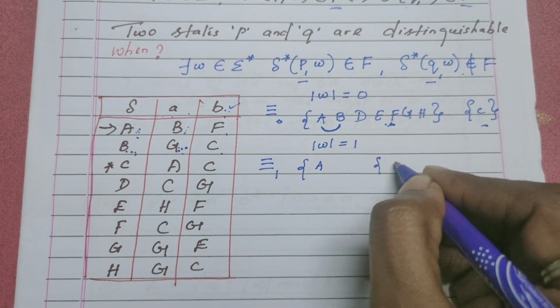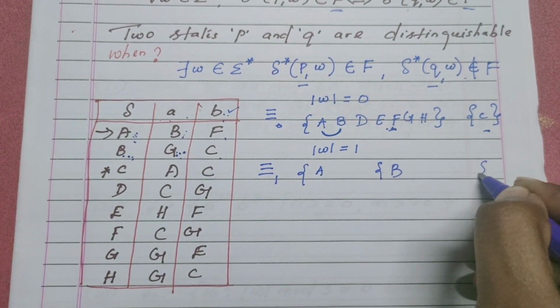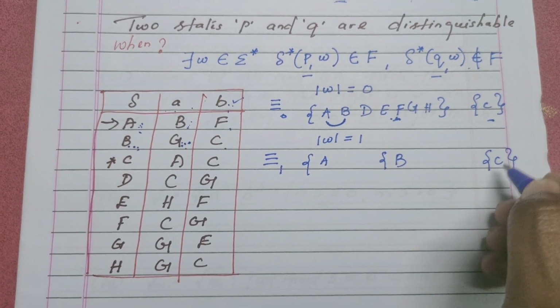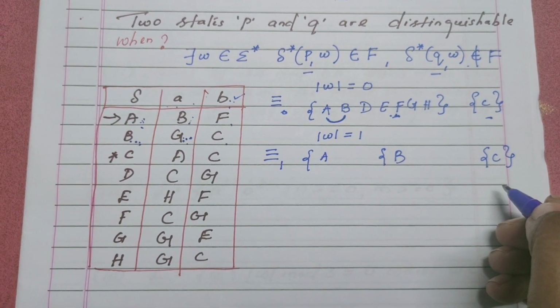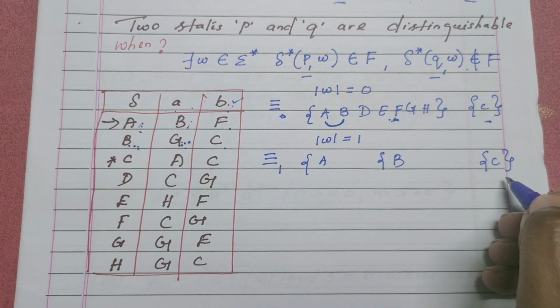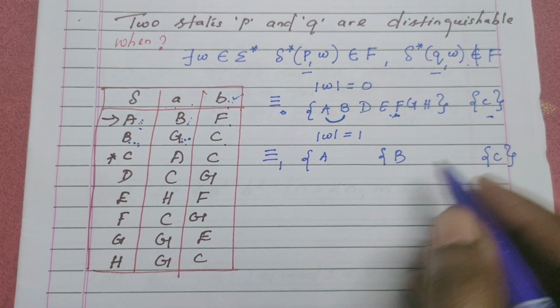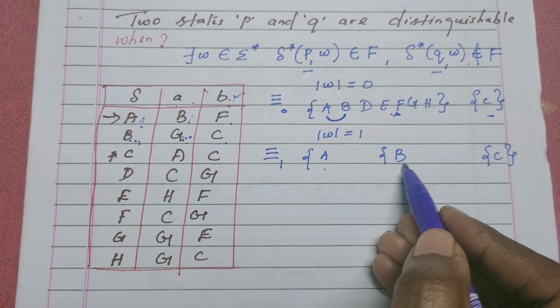Let me separate B here. And this set C you cannot further divide, or you cannot find further distinguishable states here. So just retain this step as it is. Okay, now A and B are distinguishable.